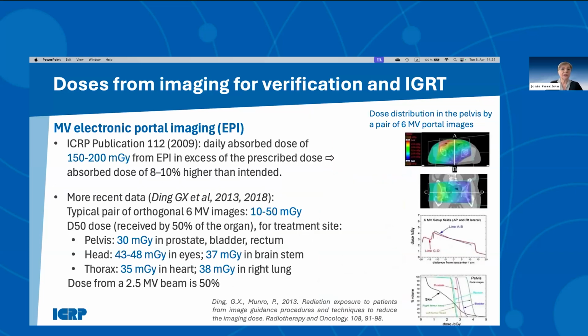MV electronic portal imaging, according to the older data, delivers a dose of around 150 to 100 milligray. And the more recent data demonstrate that these doses have declined to between 10 and 50 milligrays, depending on the study and the treatment site. And those, of course, depend on the beam energy; a 2.5 MV beam delivers 50% of the dose compared to the 6 MV.